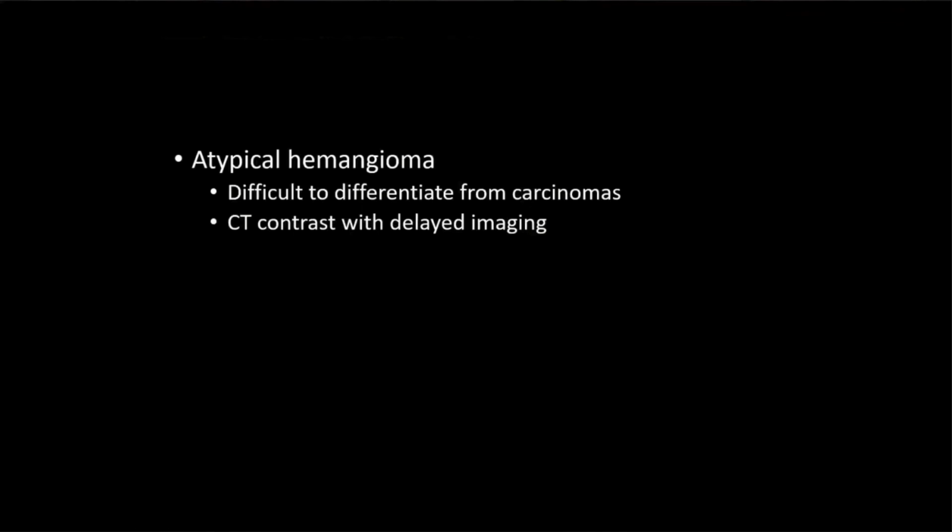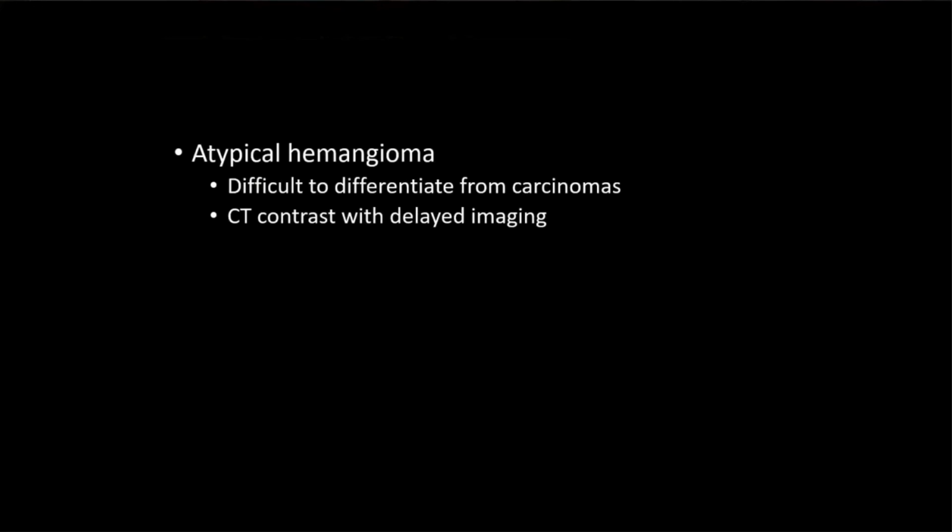So this is an atypical appearance of a hemangioma. Most of them are going to appear like those solid lesions, but as they get larger, they might look more like a carcinoma. And if you do a CT with contrast and delayed imaging, that's going to help you clarify that. But again, if you see something like this when you're doing a gallbladder ultrasound, you have to make sure that you follow up on it.